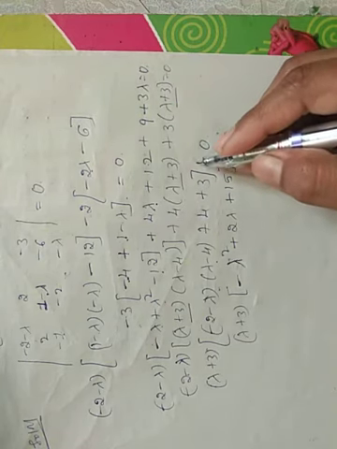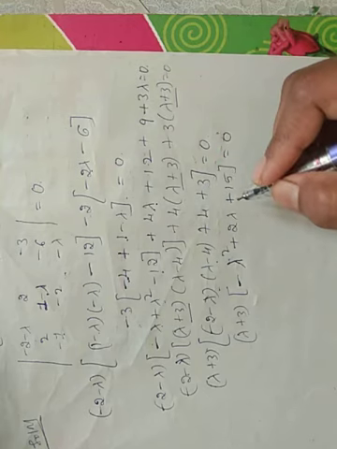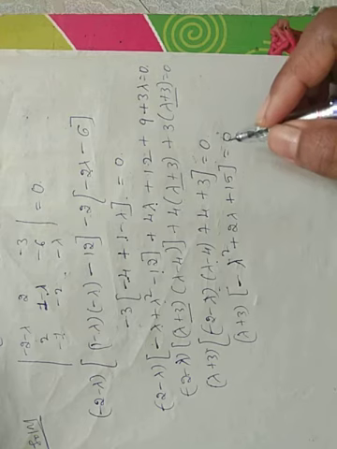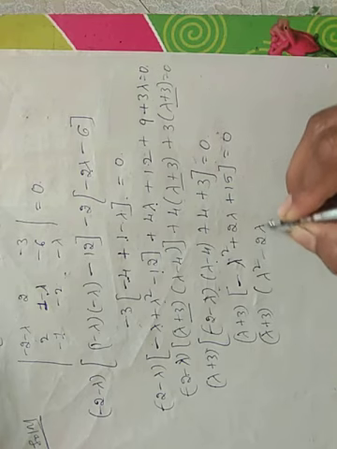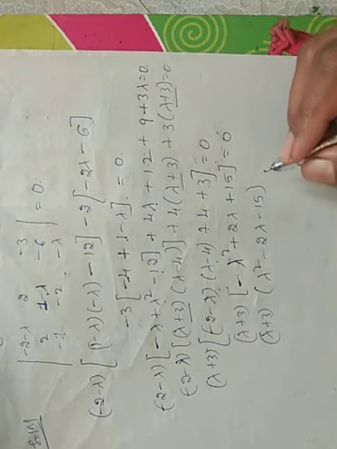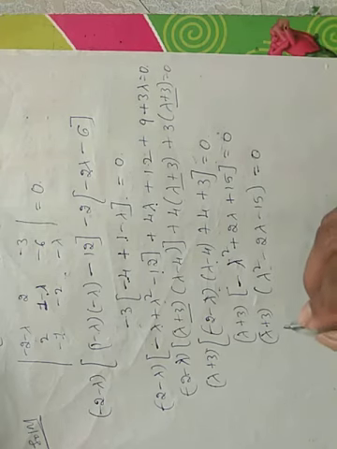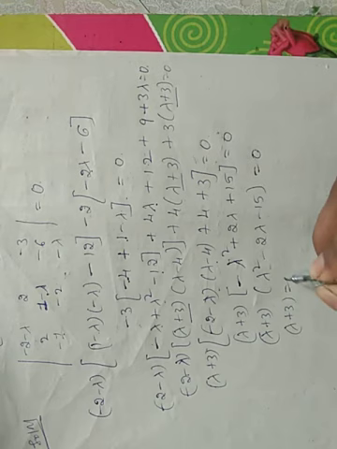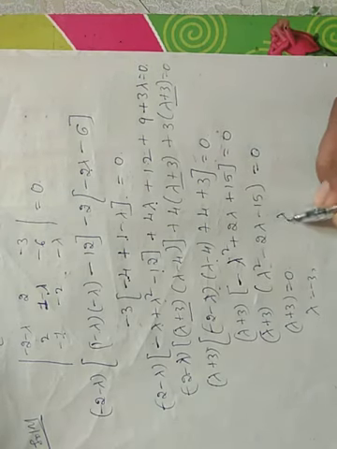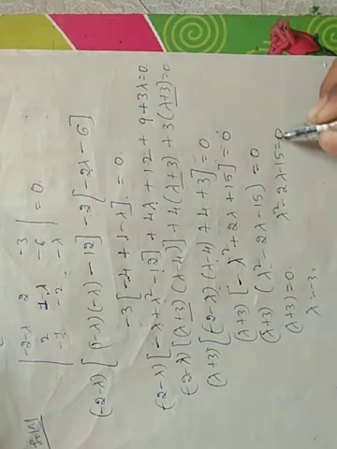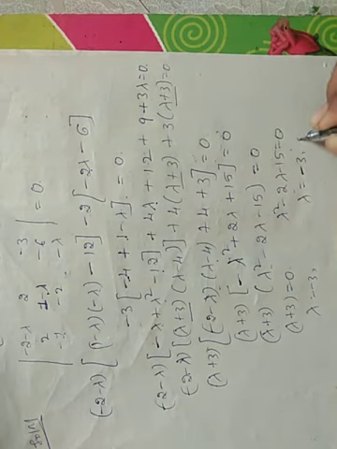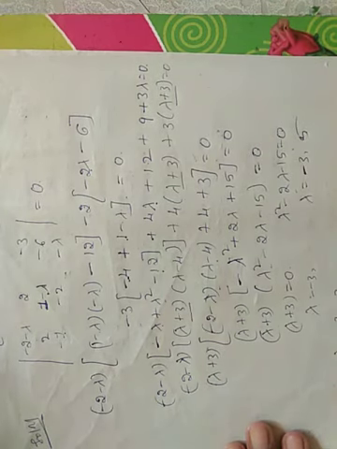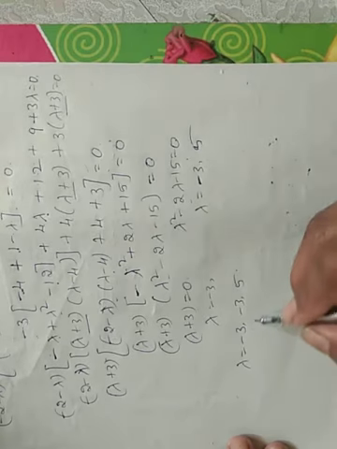On simplification of this one, we get lambda plus 3 into minus lambda square plus 2 lambda plus 15. If you take the minus sign common and send it outside, then it becomes lambda square minus 2 lambda minus 15 equal to 0. Again simplify this quadratic equation. Here lambda plus 3 equal to 0, then lambda equal to minus 3. Lambda square minus 2 lambda minus 15 equal to 0. Solve this quadratic equation; you will get lambda equal to minus 3, 5. So we have lambda equal to minus 3 and 5. Here two eigenvalues are equal.